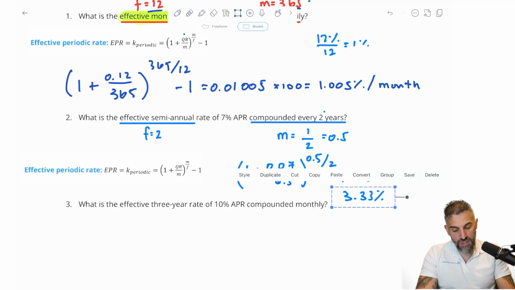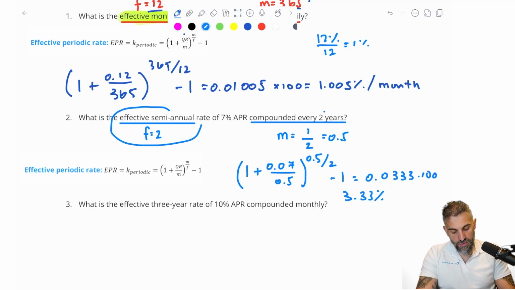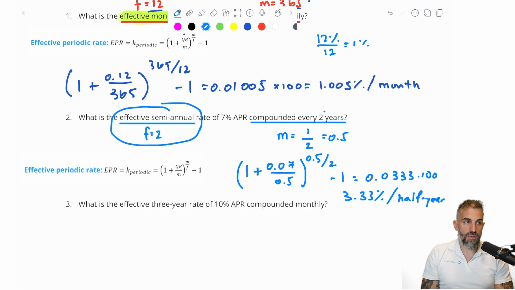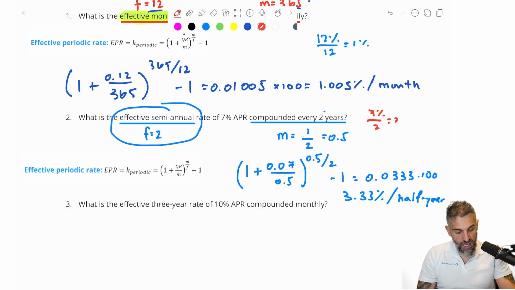And that is not per year. It's an effective semi-annual rate. So let's say per half year. So your true rate of interest is 3.33% every 6 months, every half year. You see, it's not the same. If I would have taken 7.2 divided by 2, you get 3.5. It would be close, but it wouldn't be the same.